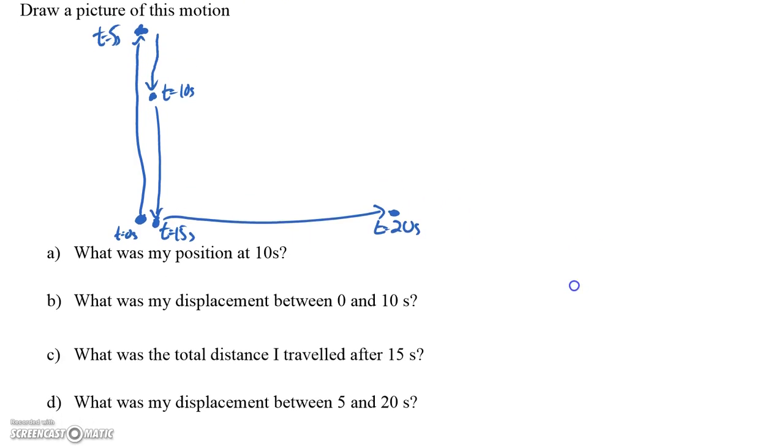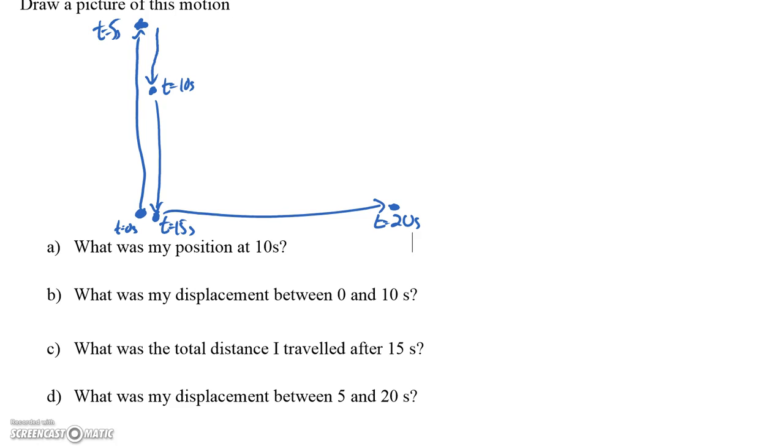Let's take a look at these couple of questions here. What was my position at time equals 10 seconds? Well, I had gone 10 meters and I went back 6. So my position, I went back 4. So my position is that we're 6 meters north.